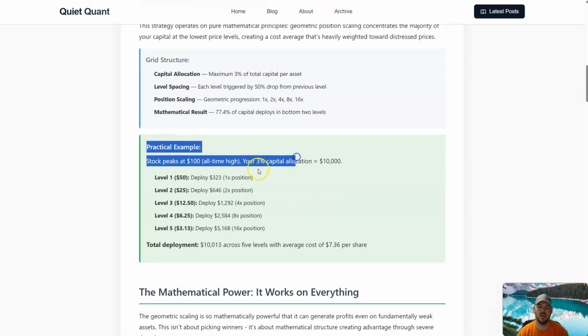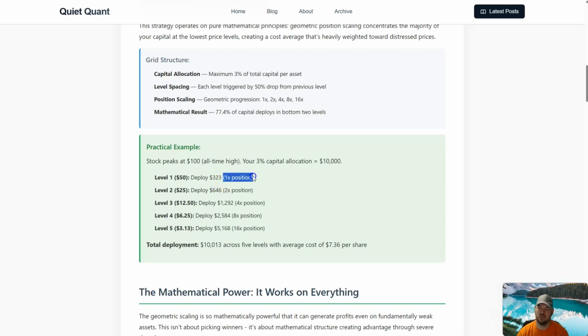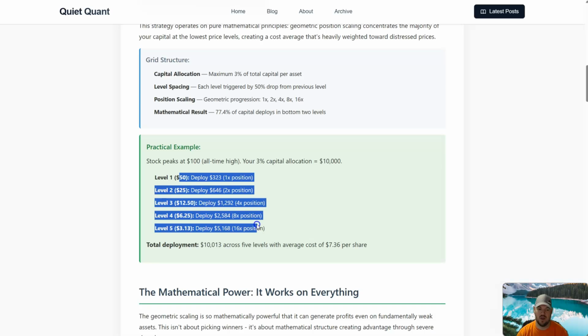So here's an example. Let's say a stock peaked at $100 or a cryptocurrency or whatever you're trading, 3% capital allocation. Let's just say hypothetically that it was $10,000 total investment. Then at level 1, $50, I would deploy $323, which is 1x position. At level 2, which would be $25 on the stock price, I would deploy $646, which is a 2x position. At level 3, when the stock hits $12.50, I would deploy $1,292, which is 4x, so on and so forth, okay, as the math explains.